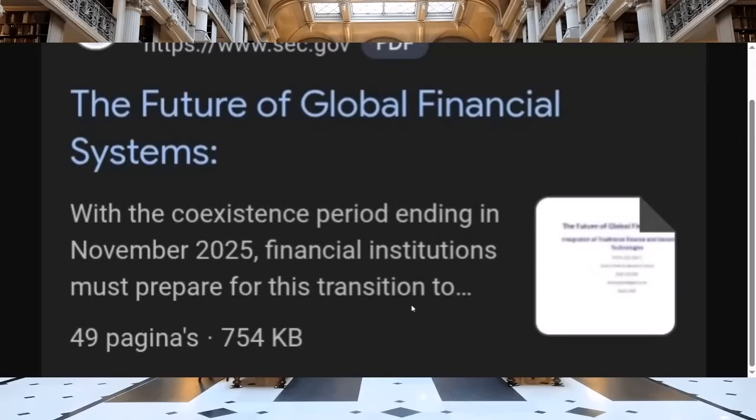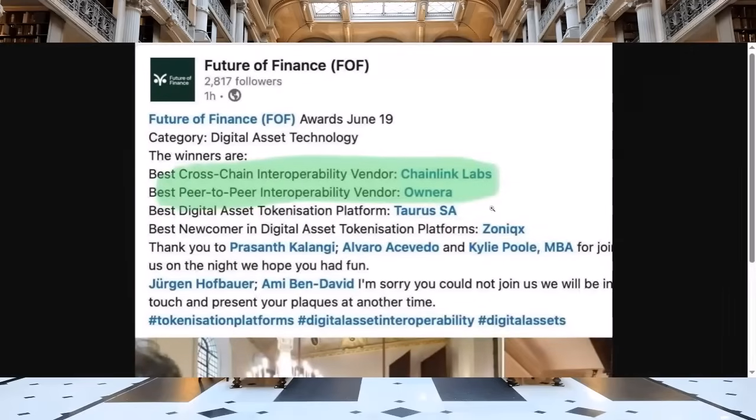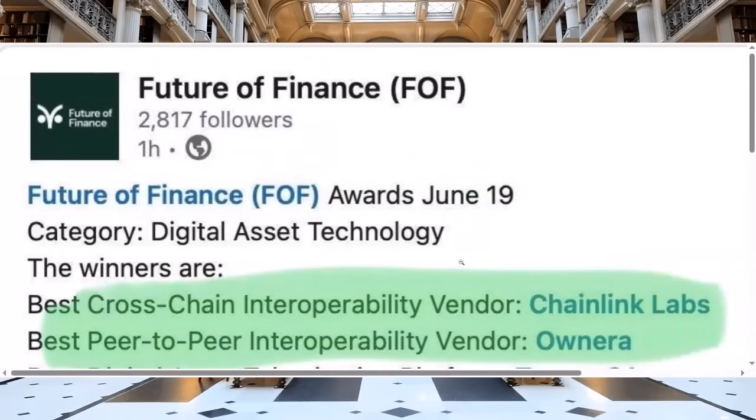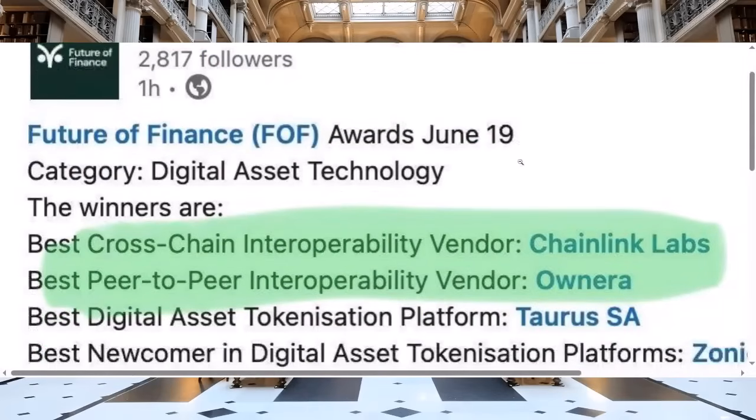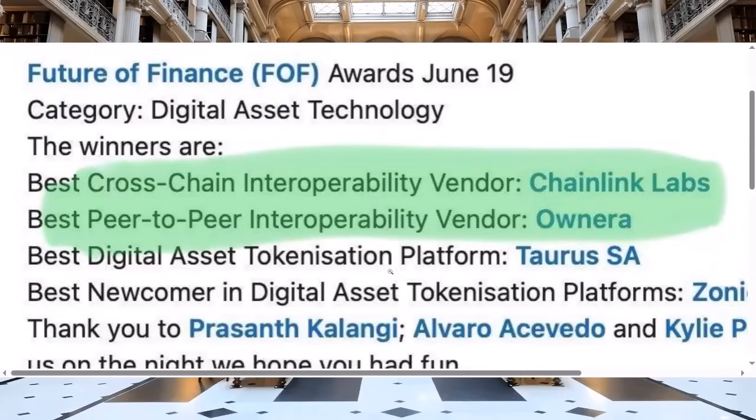Financial institutions must prepare for this transition. I mean, geez. SEC highlighting it? And then a little bit more about this. Future of Finance, Dominic Hobson's platform, right? Winners are best chain or cross-chain interoperability vendor. Chainlink won. Oh no, this doom and gloom for Quant.